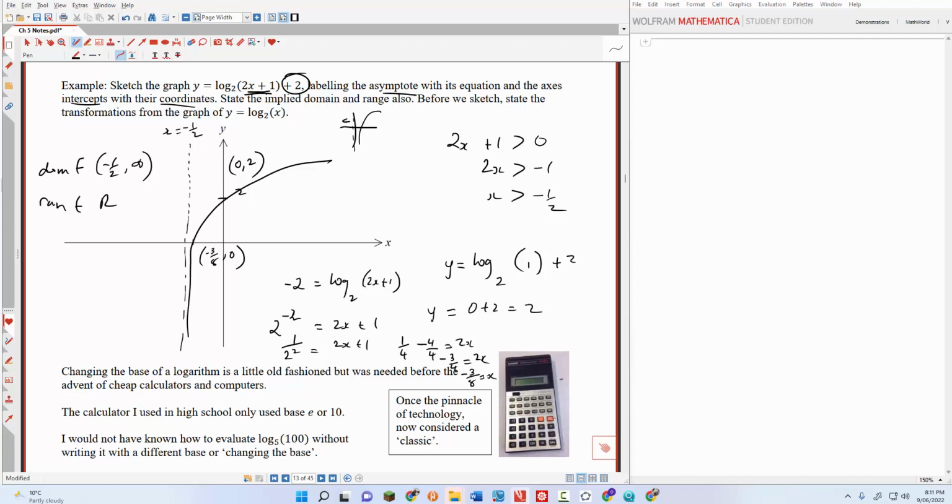Before we sketch, state the transformations. Well, I did consider the transformations, I suppose. We're not worried about this one when we're drawing log graphs. All we're worried about is the horizontal translation, because that sets up the asymptote, and once we know the shape, yeah, it's pretty much sorted from there.